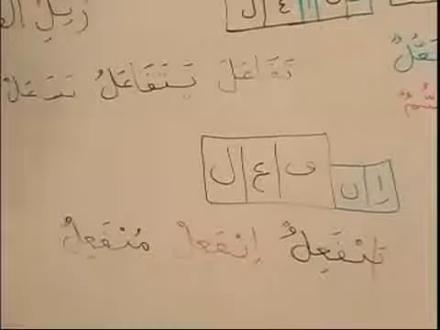Now in form 7, there is no ism maf'ul, period. And we will learn why later on. Now, brother, we need the masdar. Very simple: infi'alun. Very beautiful. We will remember bab infi'alun, form 7. Very, very beautiful, brother.